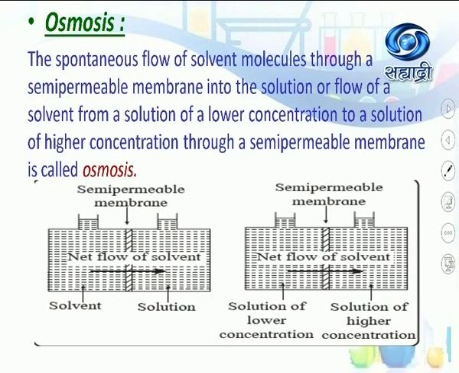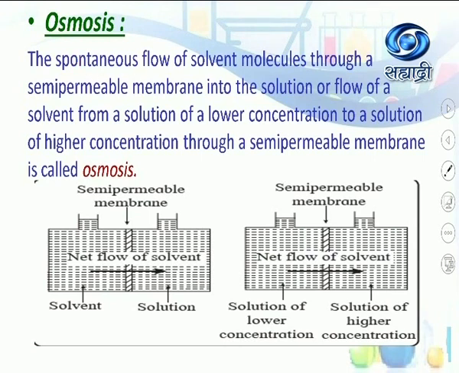Next colligative property which we have to discuss is osmosis. What is osmosis? The spontaneous flow of solvent molecules through a semi-permeable membrane into the solution, or flow of solvent molecules from a solution of lower concentration to a solution of higher concentration through a semi-permeable membrane is called osmosis.